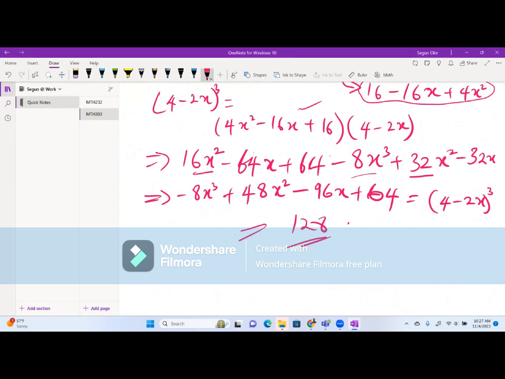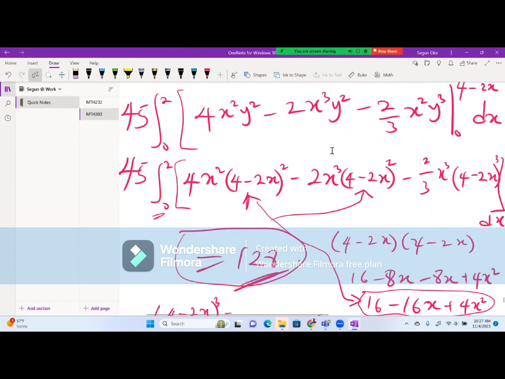Yes, sir. Please go up a little bit, just one step. I want to see that expression. Just one step. Can you see it? Yes, yes.